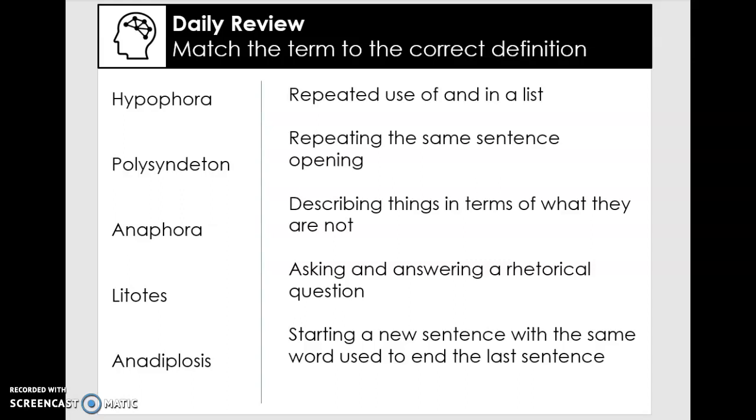Hello everyone, so we've reached the end of the week. So we're just going to do some consolidation of everything we've learnt.